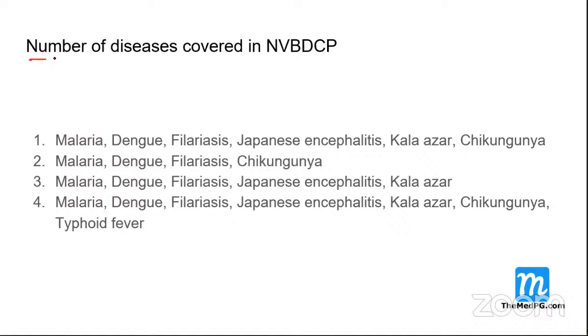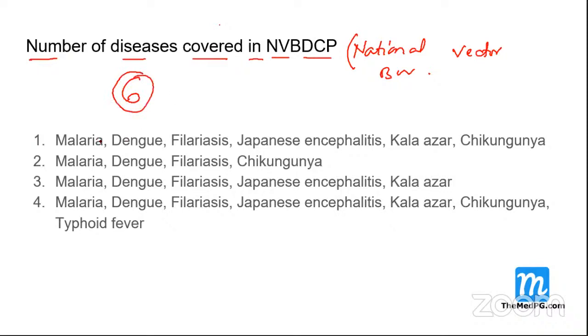Next. Number of diseases covered under NVBDCP. What is this NVBDCP? National Vector Borne Disease Control Program. So what are the diseases covered under this? How many diseases are there? Yes, Sirisha, Suchet, Roshan. Totally there are 6 diseases till date. First one, yes, ma'am. Very good. So what are those? Malaria, dengue, filariasis, Japanese encephalitis, Kala Azar, and chikungunya.